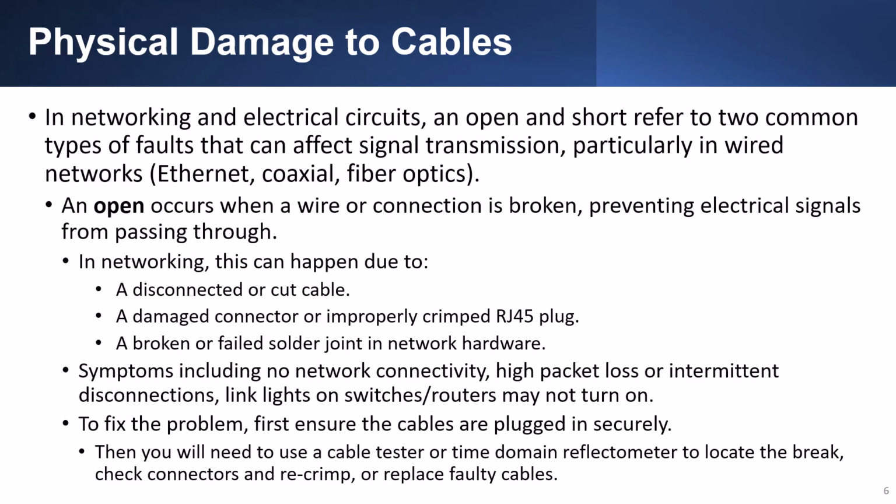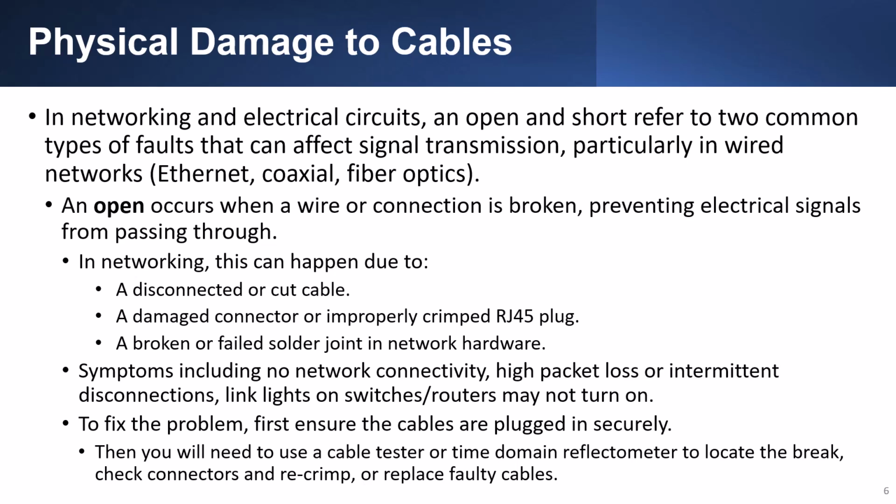In network and electrical circuits, an open and a short refer to two common types of faults that can affect signal transmission, particularly in wired networks. An open occurs when a wire connection is broken, preventing electrical signals from passing through. In networking, this can happen due to a disconnected or cut cable, a damaged connector or improperly crimped RJ45 plug, or a broken or failed solder joint in network hardware.